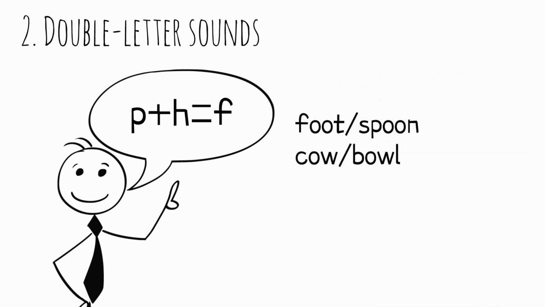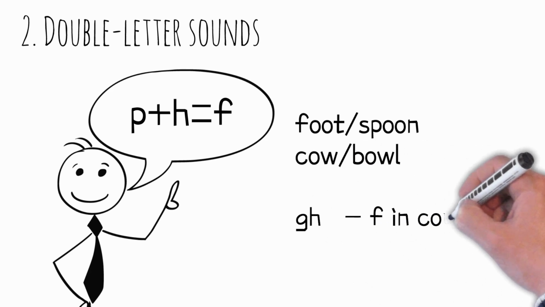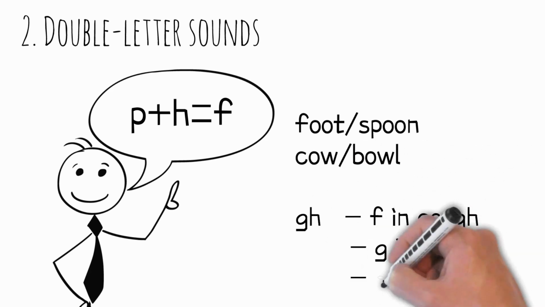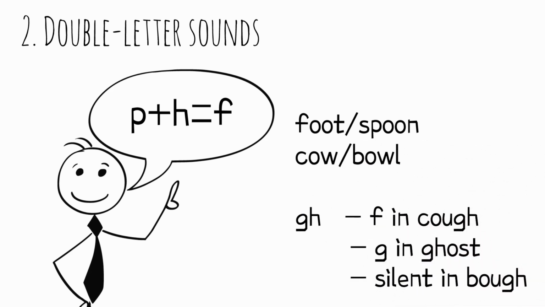Say the following words to yourself and notice the difference in pronunciation of the double letter: foot, spoon; cow, bowl. There are many potentially confusing double letter sounds in the English language. For example, GH. We can pronounce this F as in cuff, G as in ghost, or even silent as in bow. You can easily understand how confusing this could be to young learners of English.